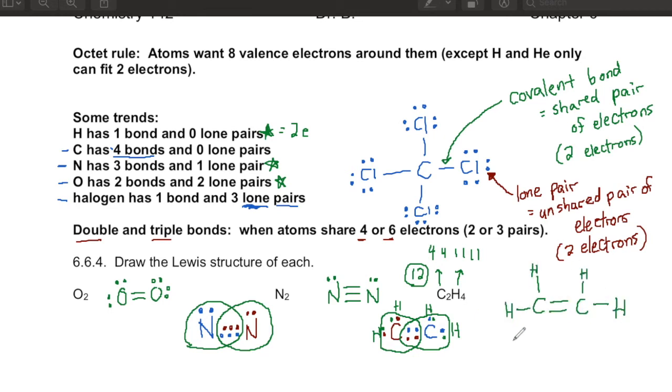So here is the compound with lines. We can count all the electrons, 2, 4, 6, 8, 10, 12. We still have 12, that's what we're supposed to have. The carbons each have 8, 2, 4, 6, 8. The hydrogens each have 2. And we notice that carbon is forming 4 bonds and having 0 lone pairs, which is what carbon is usually happy doing. So this is the right Lewis structure for C2H4.